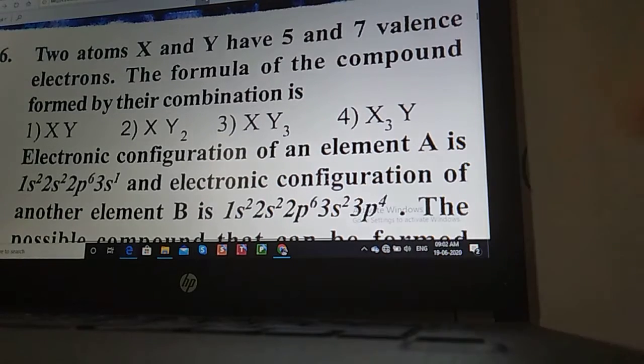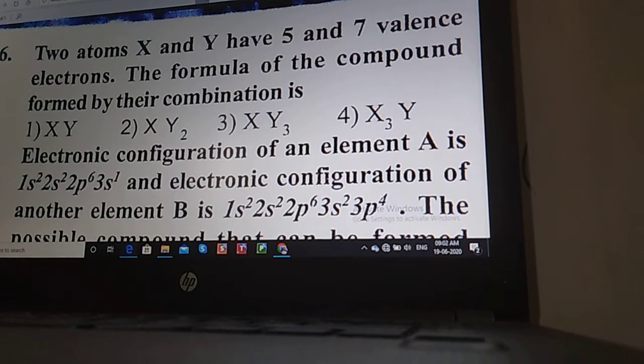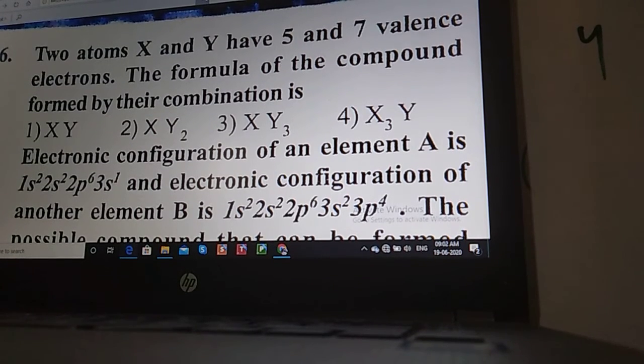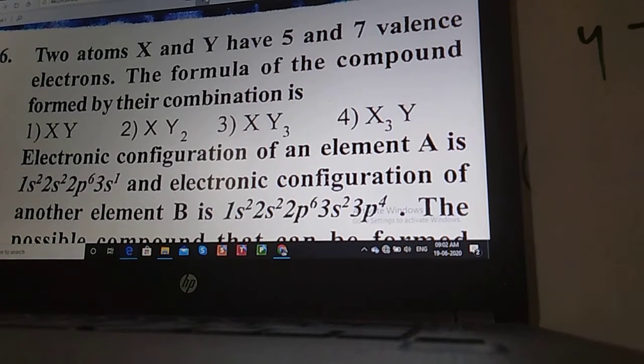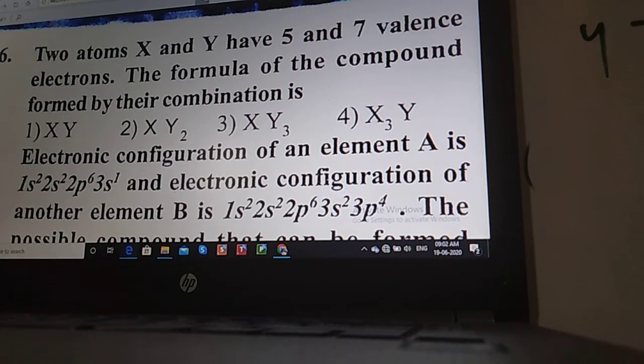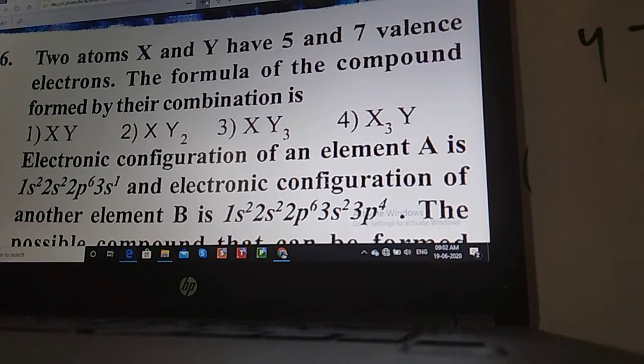Student, question number 6, read out the question. There are two atoms X and Y that have 5 and 7 valence electrons. The formula of the compound formed by this combination is... Let us read out the options.